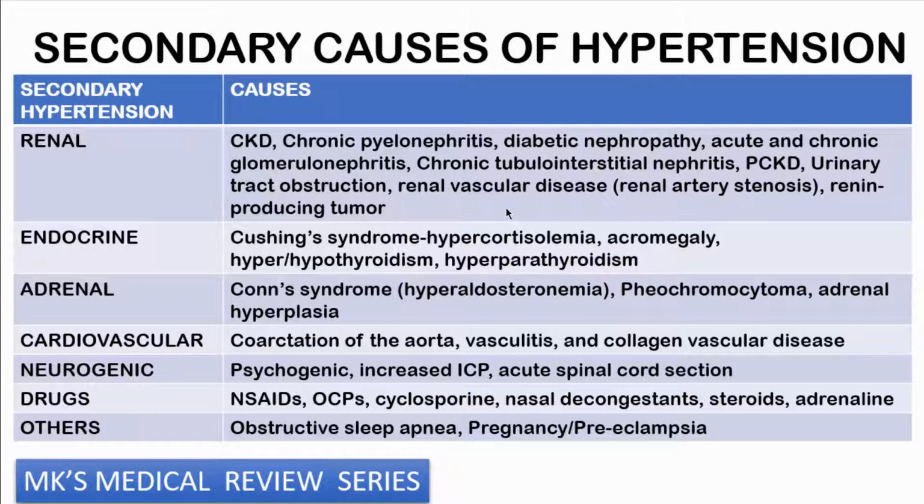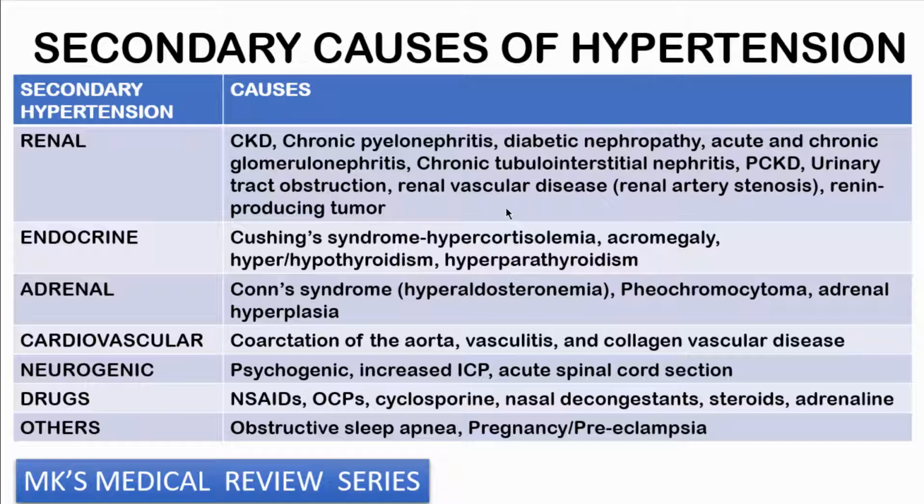Some cardiovascular causes include coarctation of the aorta. Remember, when you examine this patient, you may get a radiofemoral delay when you palpate the pulse. Then you may have vasculitis, even some collagen vascular diseases. Neurogenic causes include psychogenic factors that may be leading to a secondary hypertension. You could have increased intracranial pressure. You could have acute spinal cord injuries.